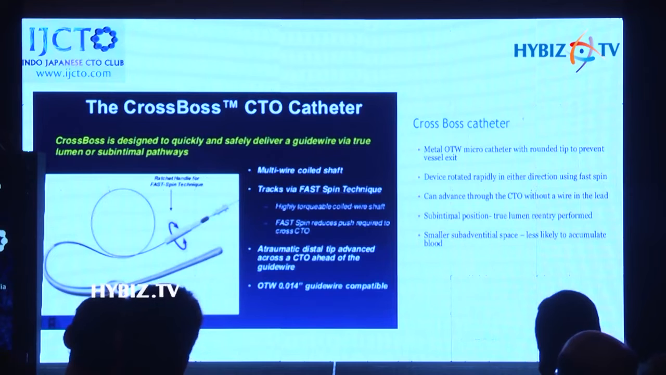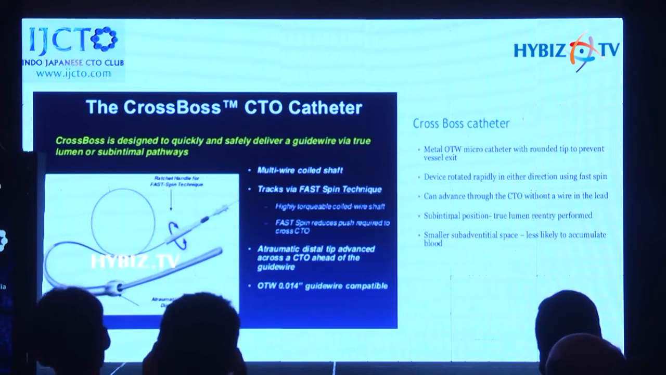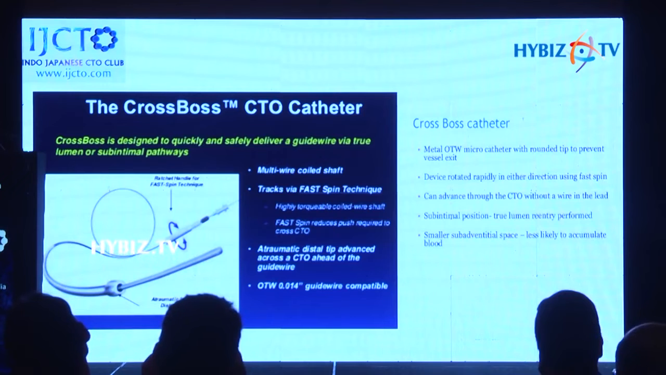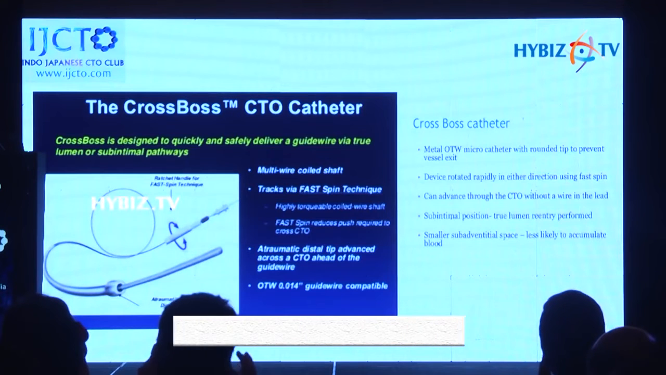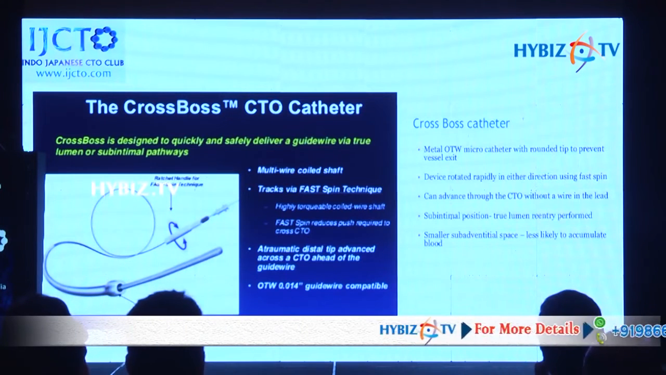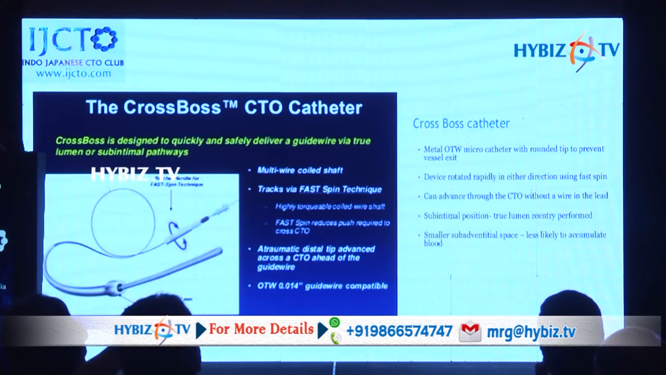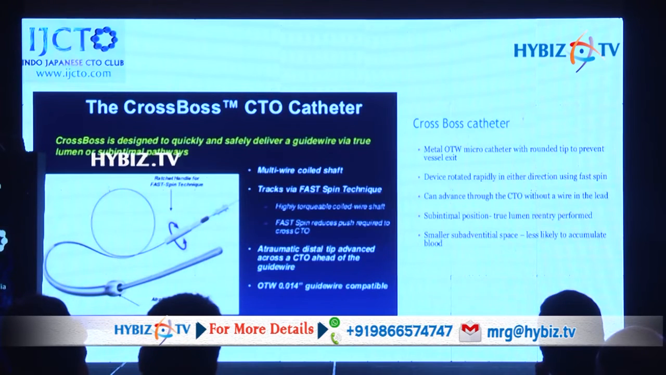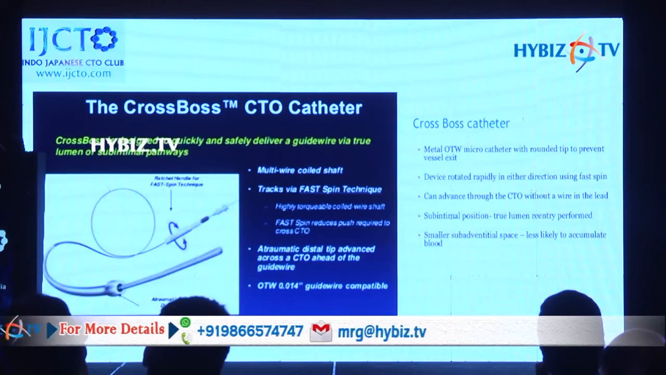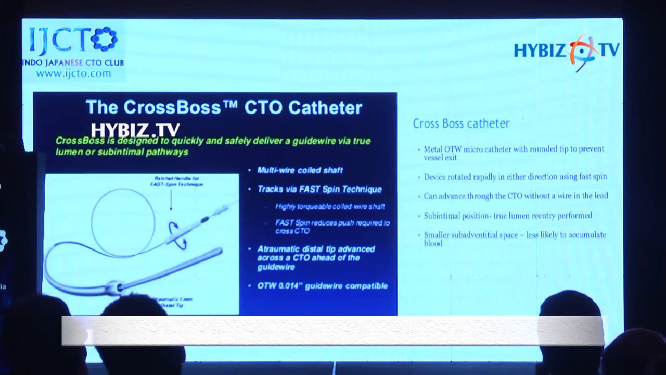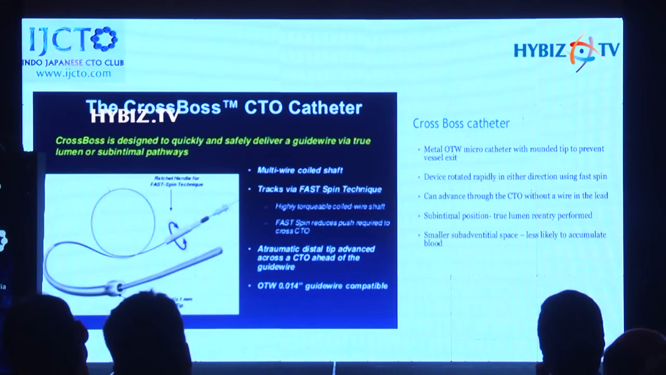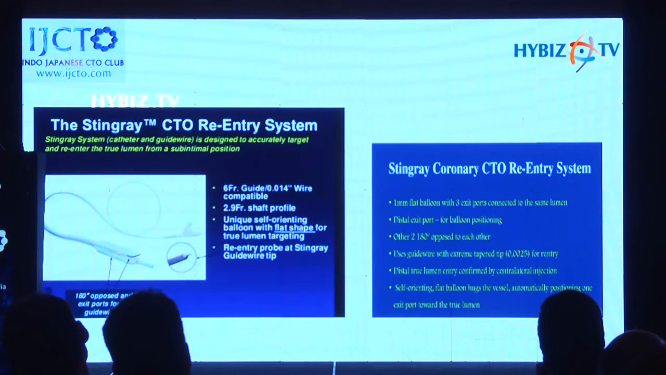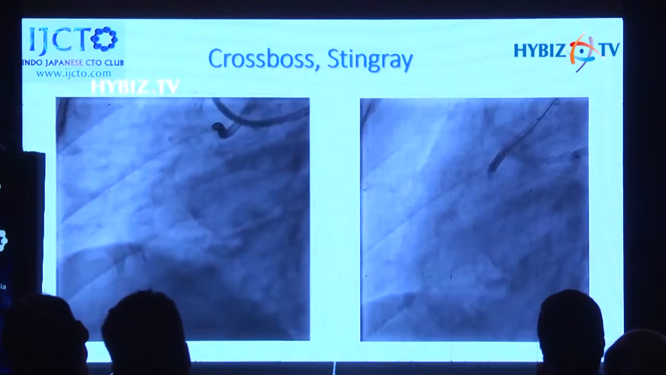But the other one is the Crossbar that Dr. Arun has explained to you. In most cases of CTO, in 20 to 30% of cases when you attempt an antegrade dissection and re-entry, the Crossbar crosses the CTO. It's like a metal over-the-wire microcatheter with a rounded tip to prevent vessel exit, and it can advance into the CTO even without a wire. If it enters a subintimal space, that makes a pathway for the Stingray balloon and the rest of the procedure. This is already explained by Dr. Arun, so I don't want to waste time.